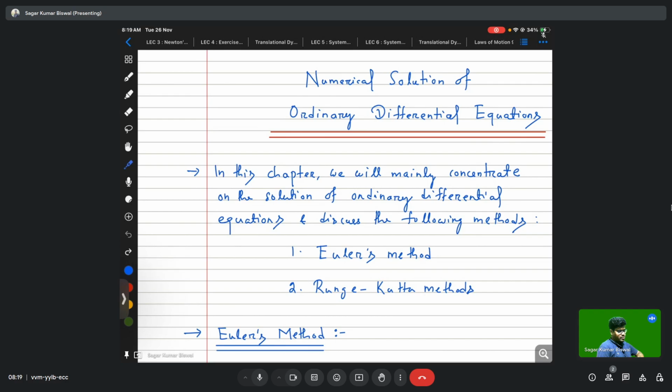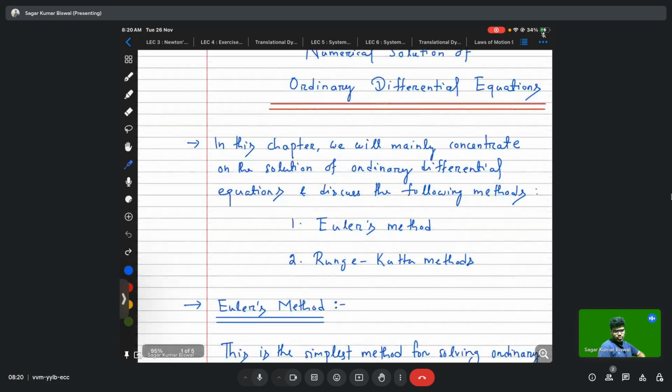Now you may know that the differential equations that we study in mathematics are mainly classified into two categories. One is the ordinary differential equations and the partial differential equations, right? The ordinary differential equations involve ordinary derivatives like dy/dx or dx/dt, and the partial differential equations involve partial derivatives, like this, right? The partial derivatives.